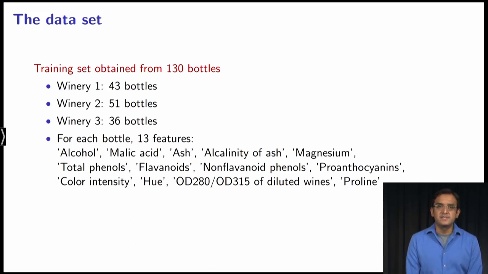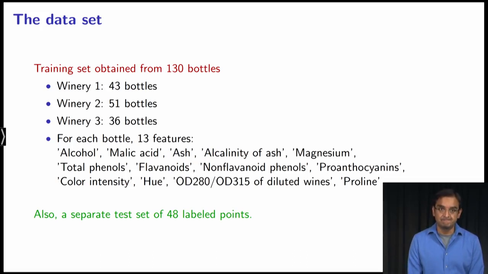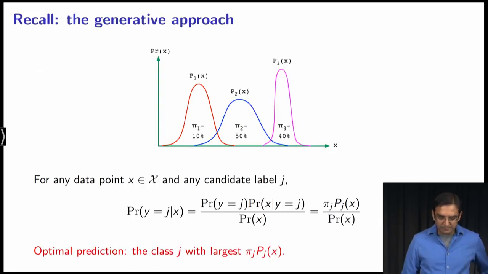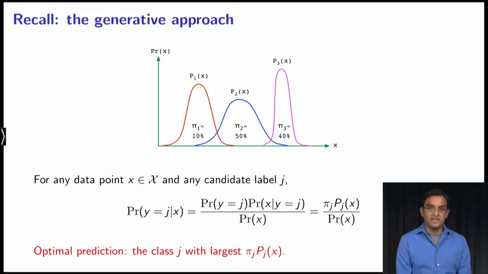So we're going to use this data to build a classifier that takes the features from a new bottle and predicts the label, 1, 2, or 3. And there's also a separate test set with 48 labeled points that we can use to evaluate how good our classifier is. Okay, so let's quickly recall the generative approach to classification.